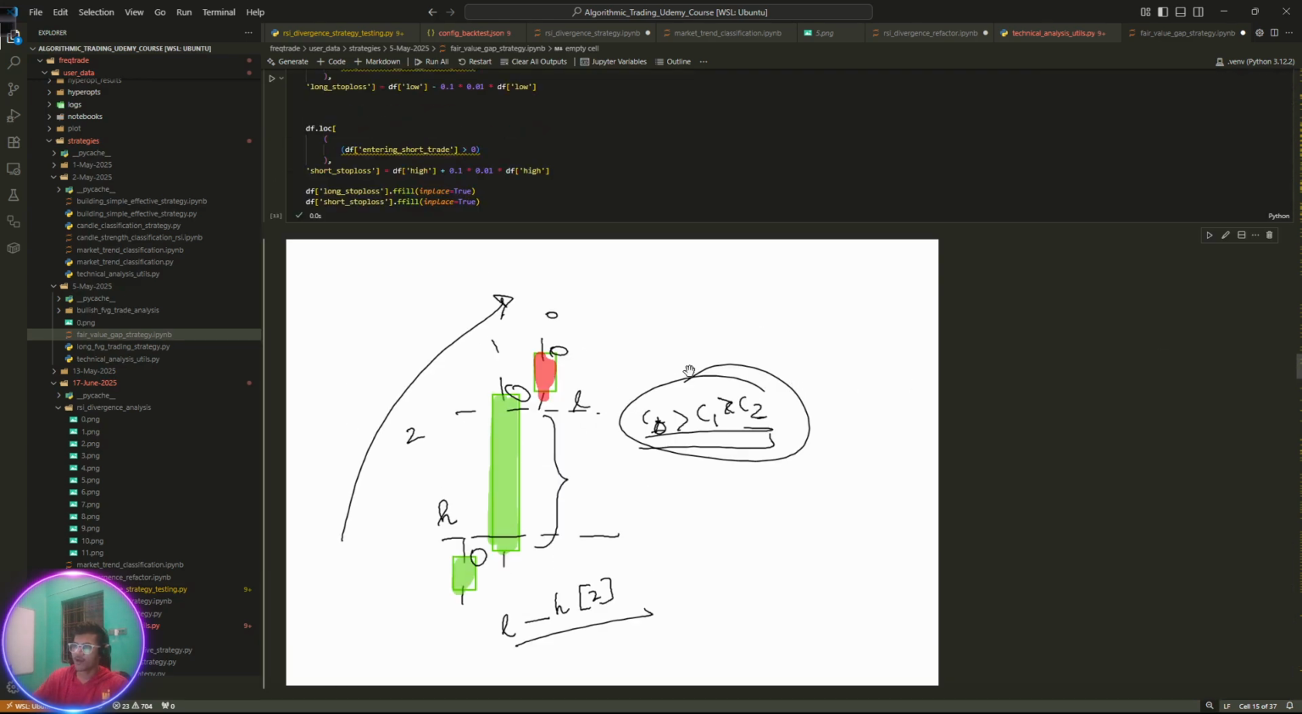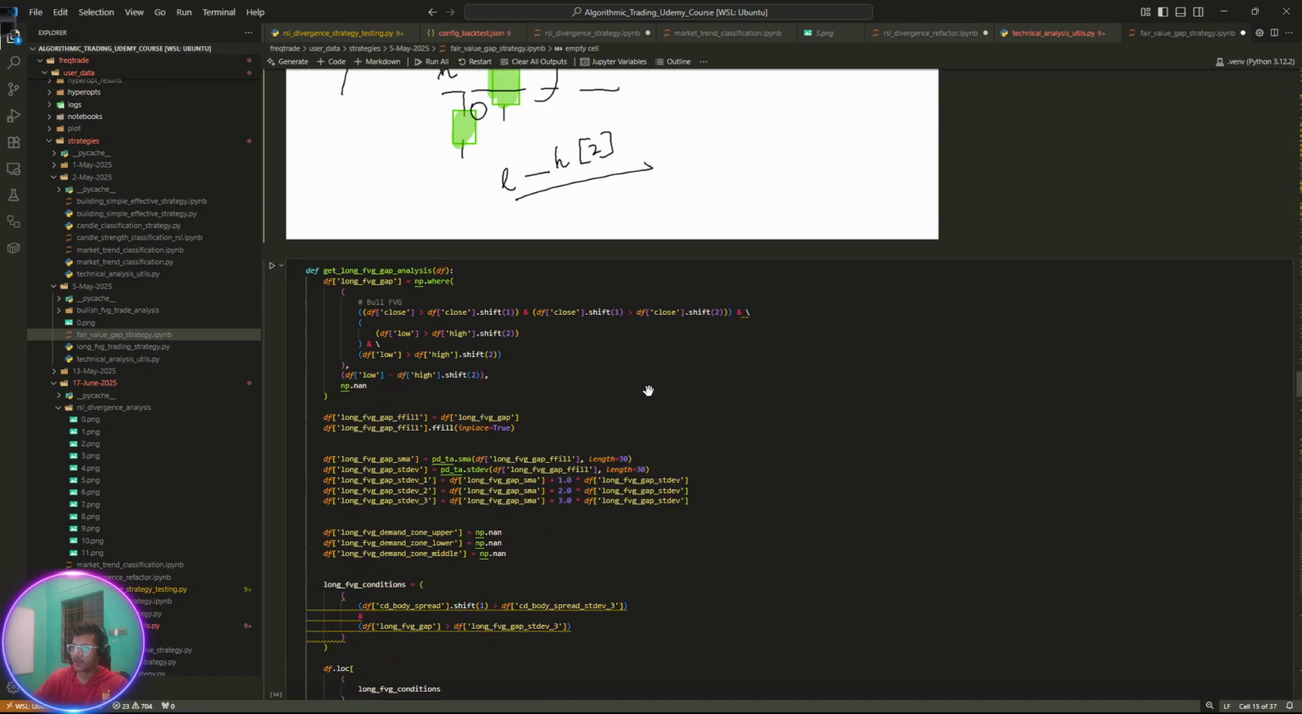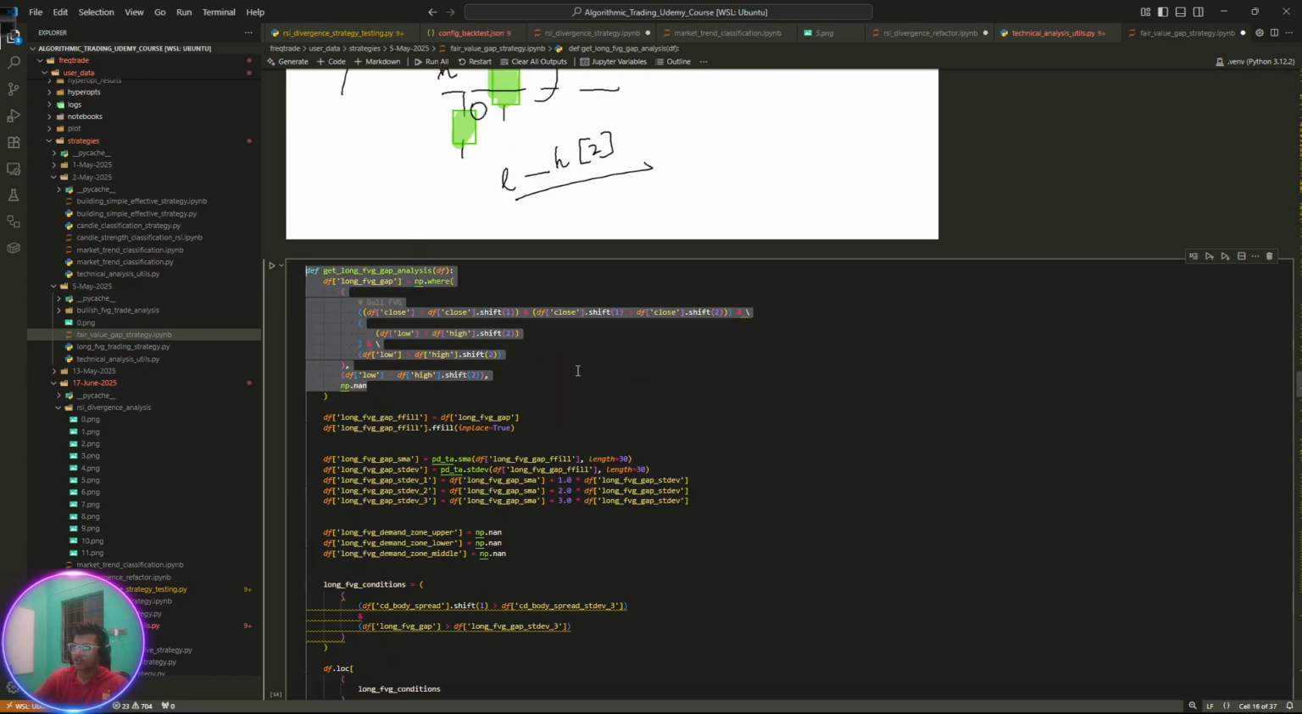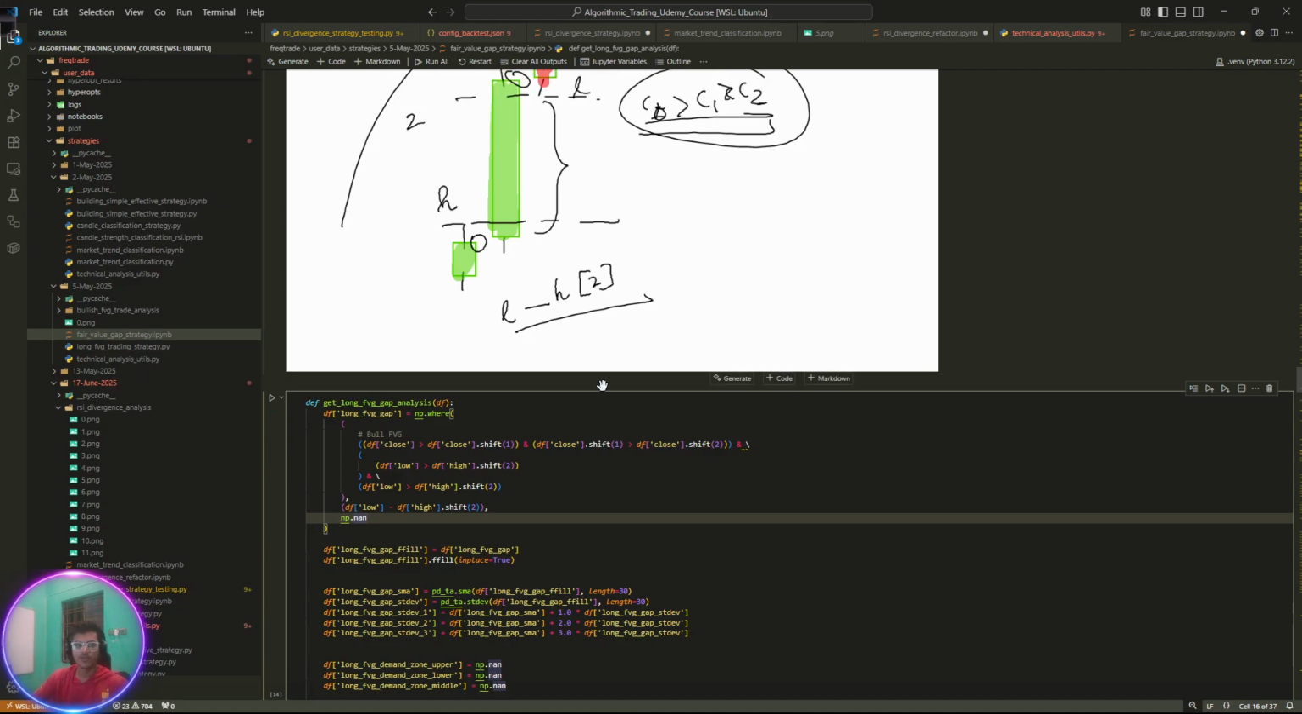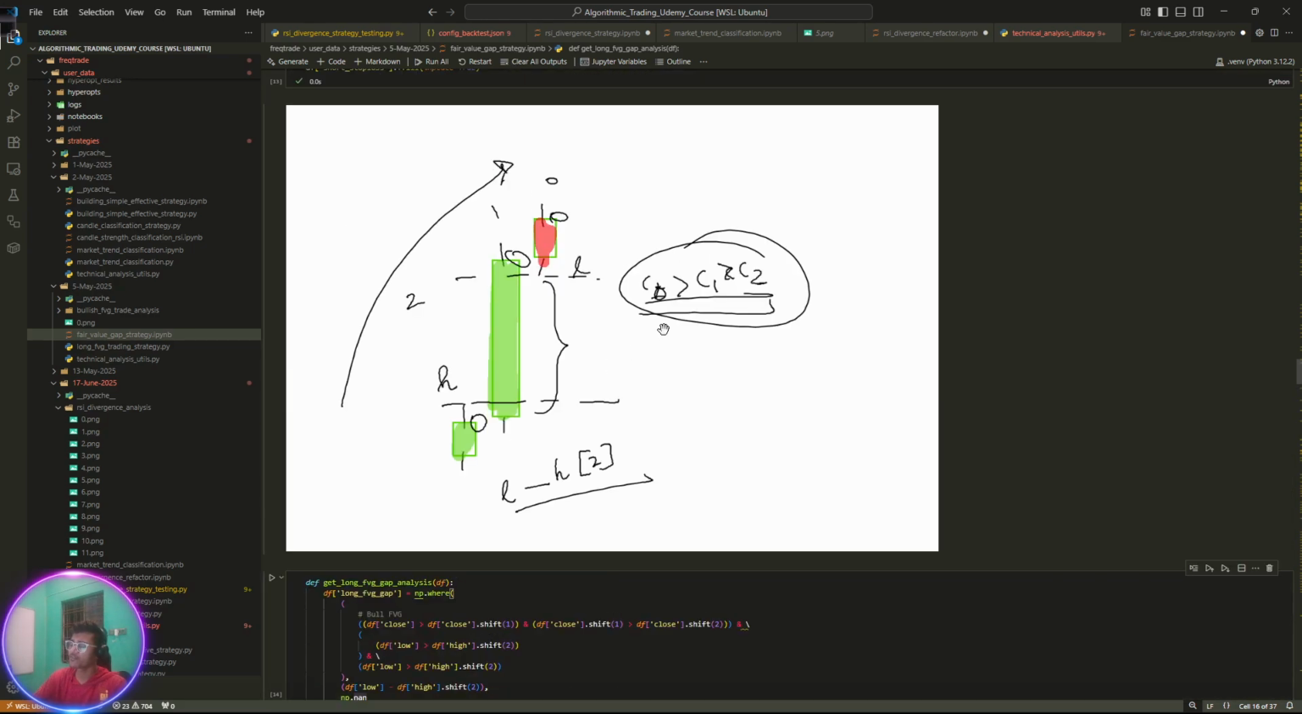In the past I have coded this one, but I only coded it for the long side. So I'm actually going to code for short FVG as well, and we'll be looking at it together. First of all, we need to know what FVG is.